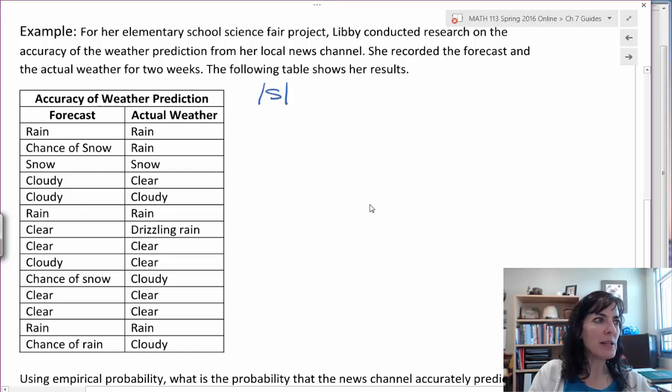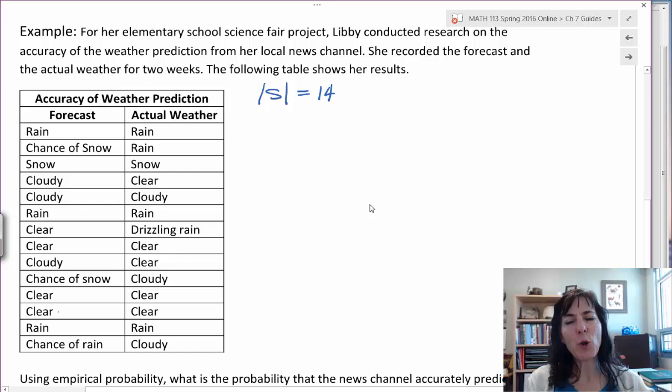So the sample space is all of these forecasts, and we have 1, 2, 3, 4, 5, 6, 7, 8, 9, 10, 11, 12, 13, 14 of them. So the total number of days that she did her experimentation went for 14 days.